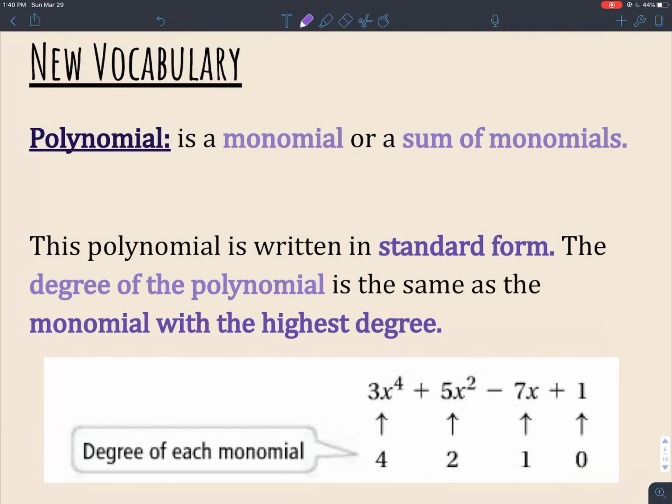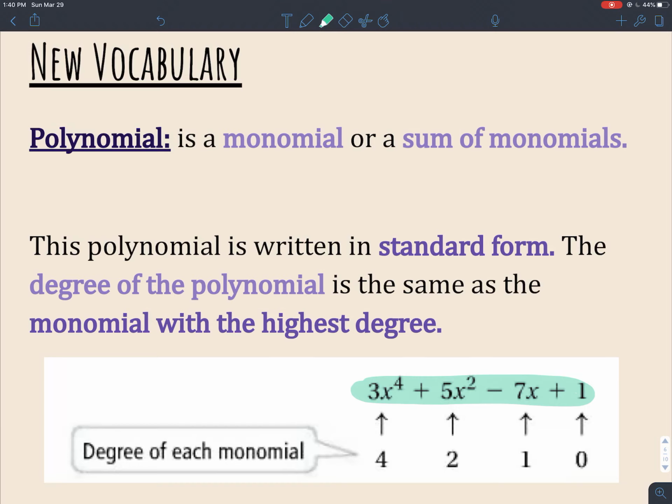Next thing I want to look at with you is called a polynomial. It is a monomial, so it could just be one piece, or it's the sum of monomials, meaning we are taking multiple monomials and adding them together. Or we could even subtract them. The expression below here, I'll highlight it, is 3x to the 4th plus 5x squared minus 7x plus 1.